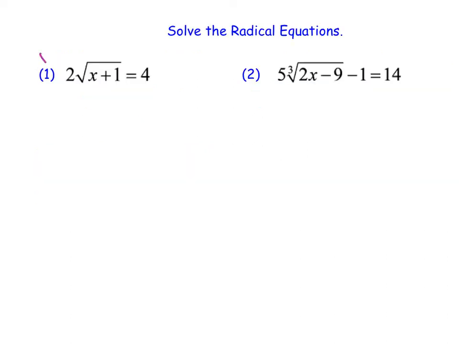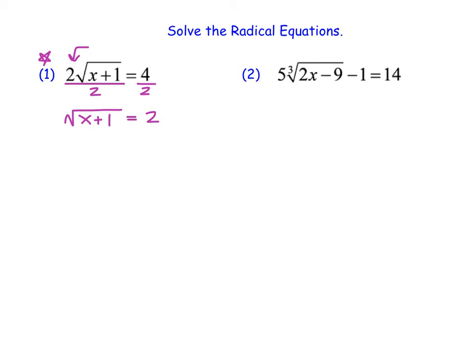So let's take a look at this first example here. We notice that we have a radical equation because we have a root and we have a variable, and we know that our first step is to isolate the radical on one side of the equation. I notice that the root is being multiplied by 2, so I'm going to start by dividing both sides by 2 so that I can get my radical by itself. Here I'm left with the square root of x plus 1 is equal to 4 divided by 2, which is 2. So now I've got that radical isolated on one side of the equation.